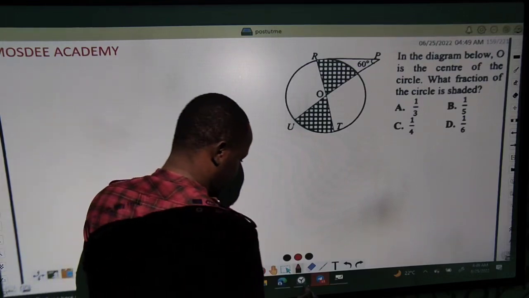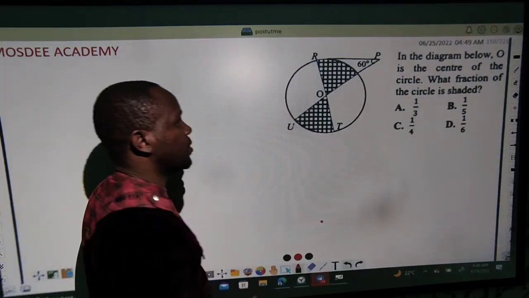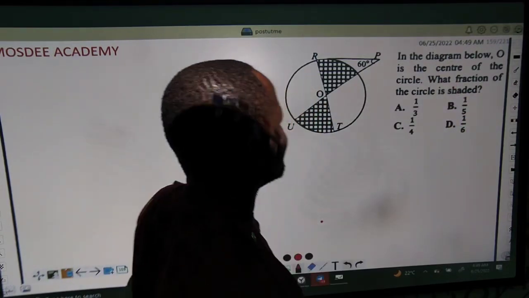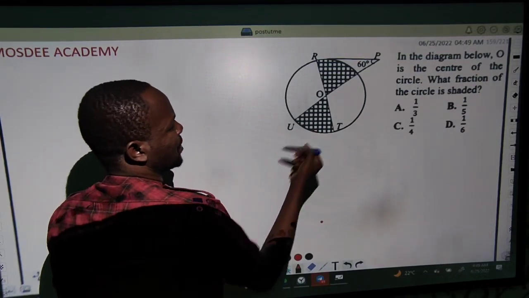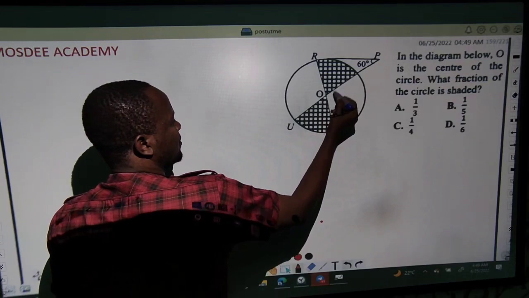Now, the next question, we have to start our timer yet again because we have to work everything with time. In the diagram, O is the center of the circle. What is the fraction of the shaded portion? You can see this is a circle, 60 degrees. So 60 degrees, 60 degrees.